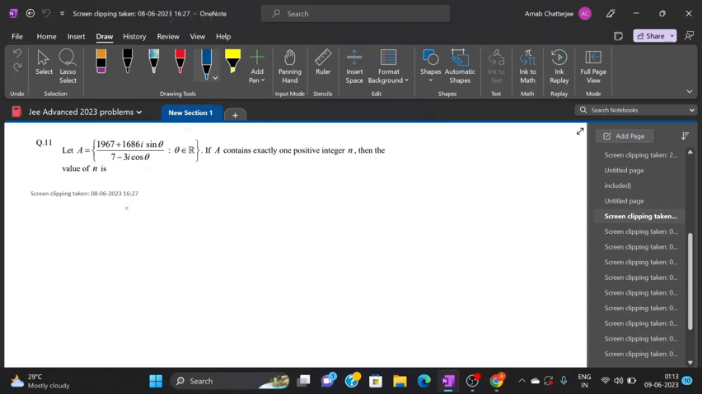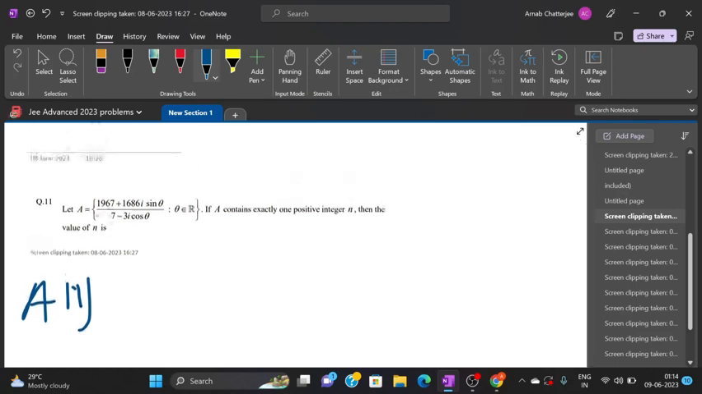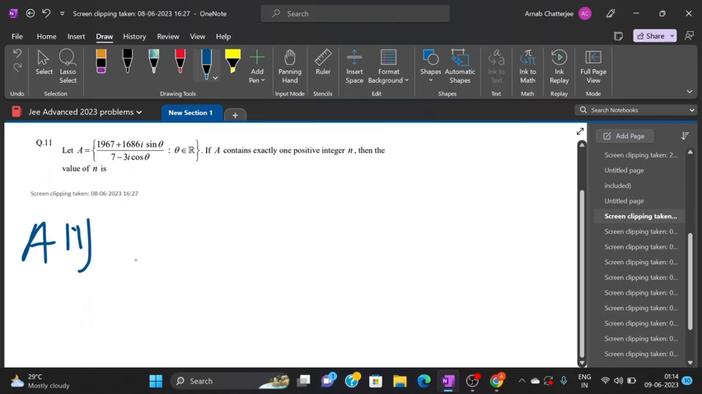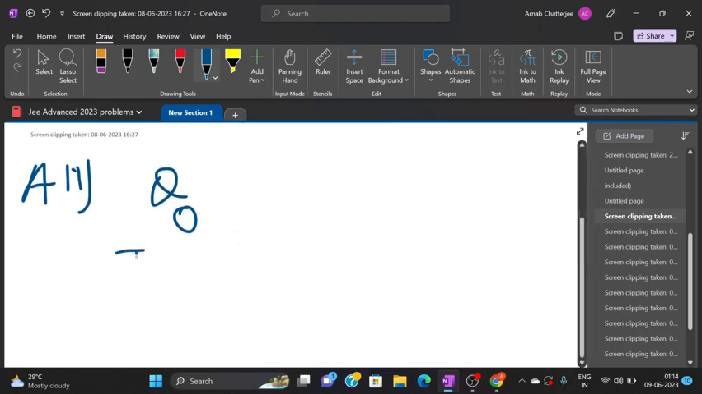हाँ, चलो अब नेक्स्ट ये वाली प्रॉब्लम देखते हैं। ये पेपर 1 से है, और this is an algebra problem from complex numbers. Let us see. Let a is equal to 1967 plus 1686 iota sine theta upon 7 minus 3 iota cos theta. If a contains exactly one positive integer n, then the value of n is. तो क्योंकि पॉजिटिव इंटीजर है, इसका मतलब जिस भी थीटा के लिए, let us say theta naught वो वैल्यू है for which this is a positive integer, तो अपन imaginary part of z 0 कर देंगे, right.